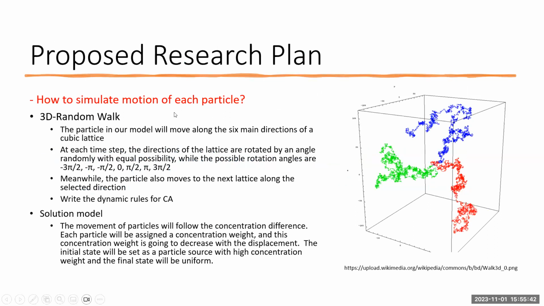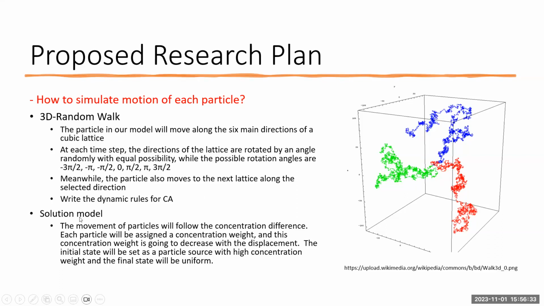Actually, there are many ways to realize it. One way is to apply a 3D random walk model on each particle, and the particle in our model will move along 6 main directions of the cubic lattice. At each time, the directions of the lattice are rotated by an angle randomly with equal possibility, and the possible rotation angles are the 6 choices. Meanwhile, the particle will also move to the next lattice along the selected direction. After all, we can summarize the particle motion and transfer it into the dynamic rules for our cellular automata.